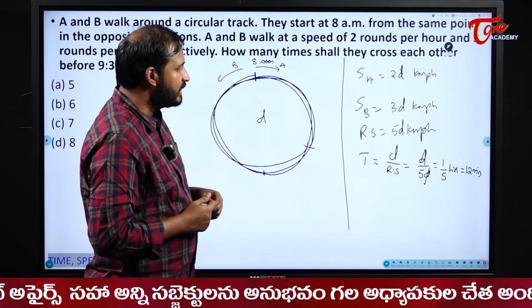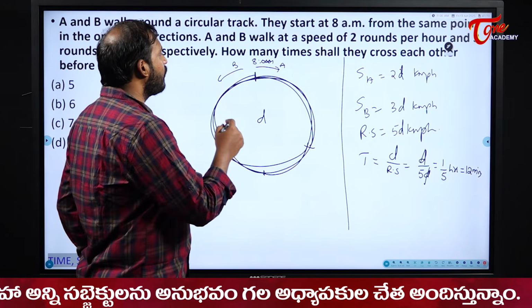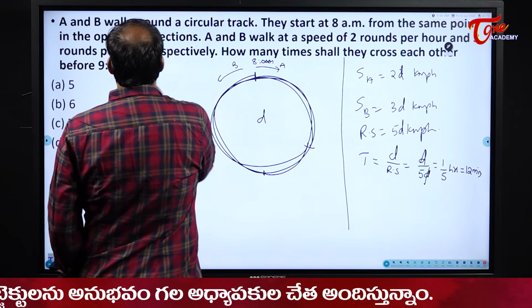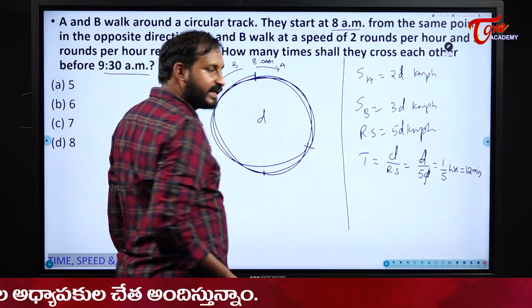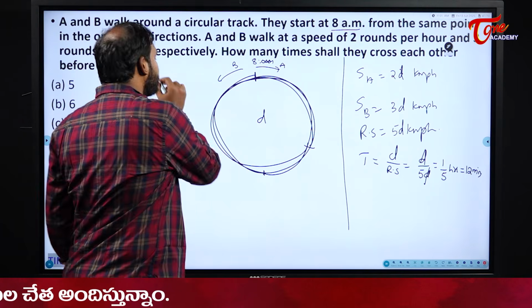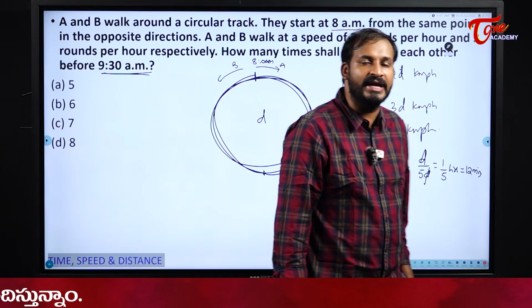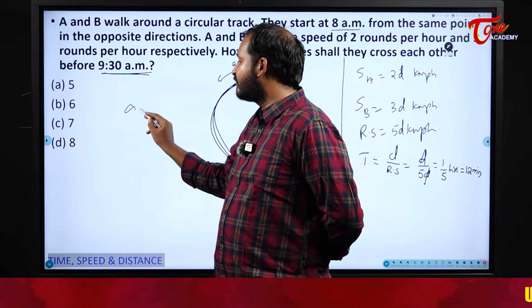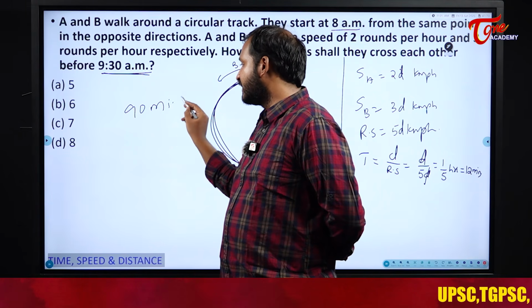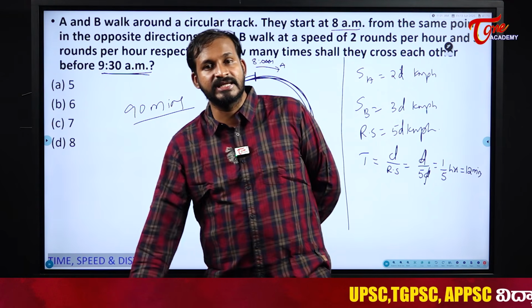So now see here, 12 minutes. Now they are asking how many times shall they cross each other before 9:30 a.m. They start at 8 a.m. and they are asking us before 9:30 a.m. What is the time difference between 8 a.m. and 9:30 a.m.? The time difference is 90 minutes.